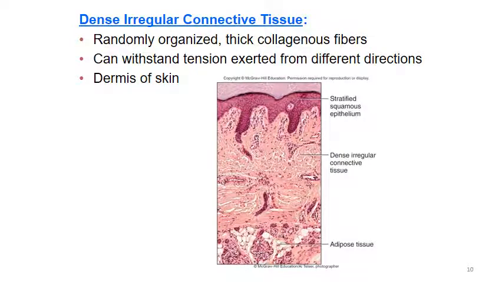Dense irregular connective tissue, we did not look at this in lab, but this tissue is in our skin, in the middle part of our skin. So the upper part of our skin is the stratified squamous. Right here where there's the dark line, that's the areolar tissue. Sorry, I did that wrong. It's actually down here. And then right below that, all of this lighter pink is then the dense irregular.